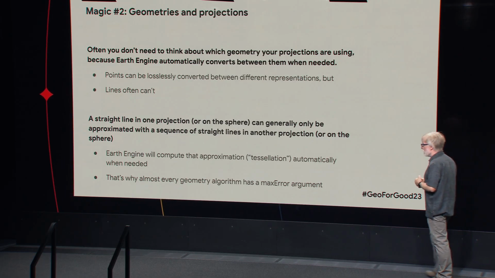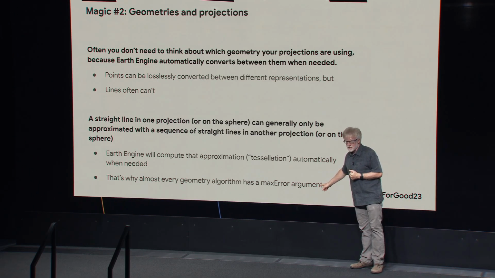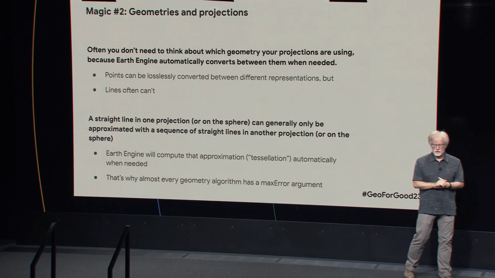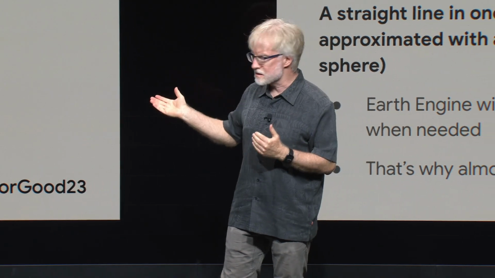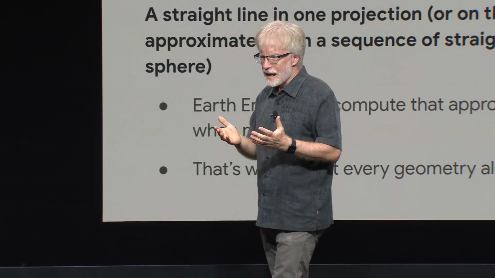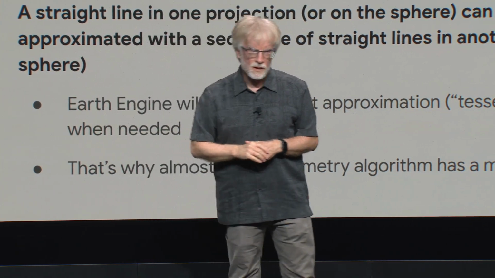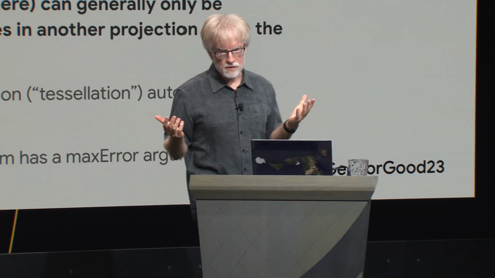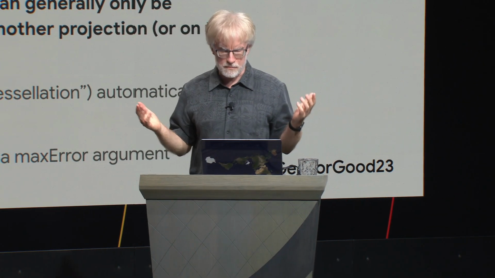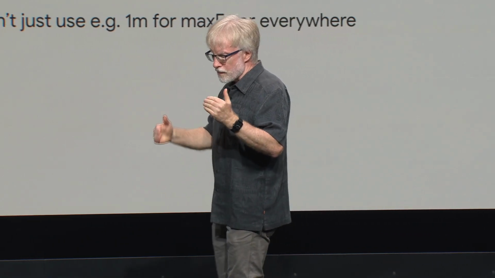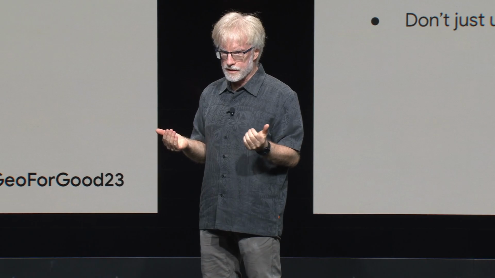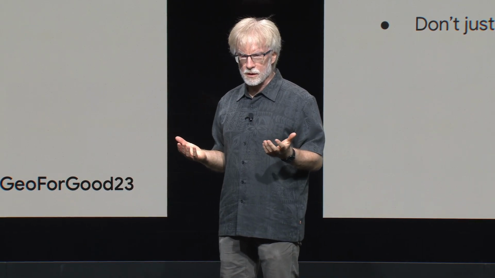You'll also see that almost every geometry algorithm has an argument called max error, which is how good an approximation, if I have to do one of these approximations, one of these tessellations, how accurate do you want that answer to be? And the obvious answer is as accurate as possible, set max error low. But the problem is that the lower you set max error, the more line segments it's going to take to get that accurate an approximation, which means you've created a more complex geometry, which means that every subsequent thing that works with that geometry is going to be slower and require more memory.